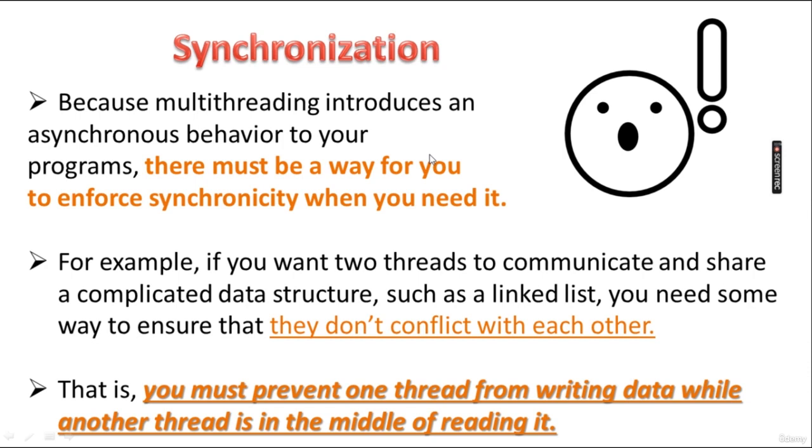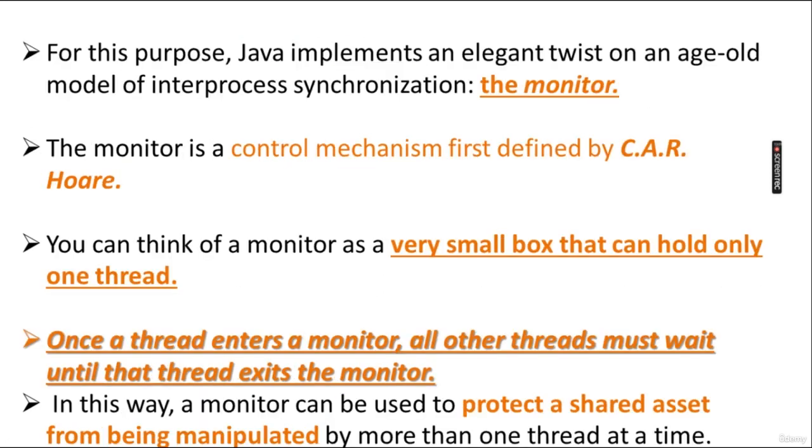You must prevent one thread from writing data while another thread is in the middle of reading it. And for this purpose, Java implements an elegant twist on an age-old model of inter-process synchronization, the monitor. So what is the solution Java has introduced? That is the monitor. The monitor is a control mechanism first defined by C.A.R. Hoare. You can think of a monitor as a very small box that can hold only one thread at the same time. So, to enforce that only one thread runs at a time, it has to give that thread to the monitor.